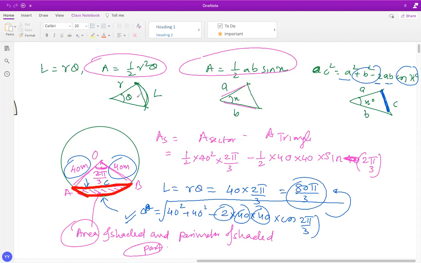So this is the objective of this lesson. This is the entire key concept that covers the particular properties that are relevant for radians.